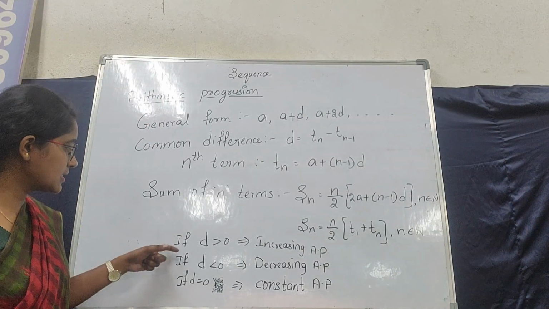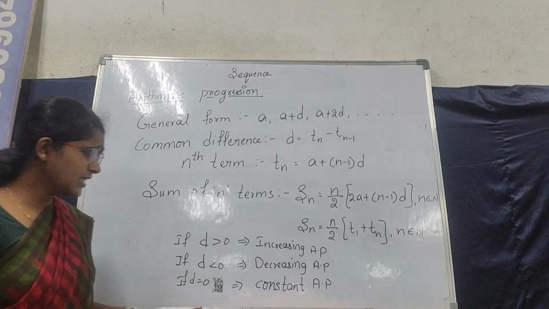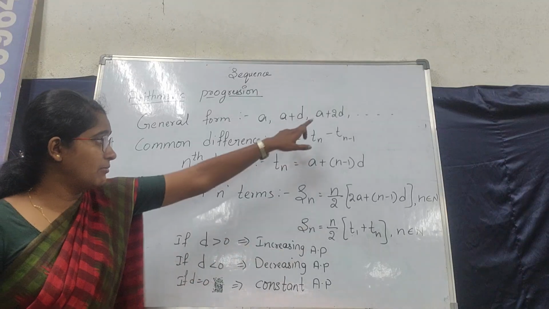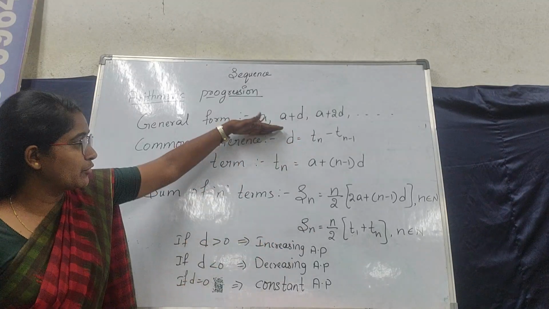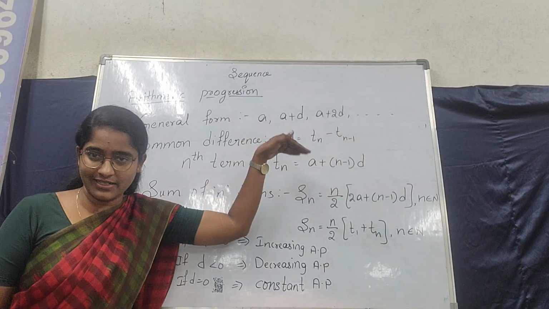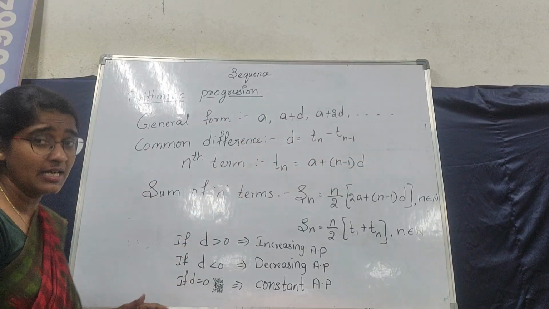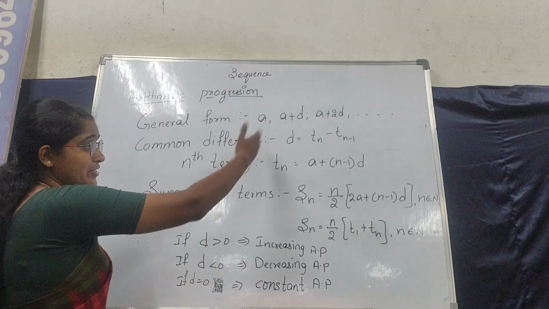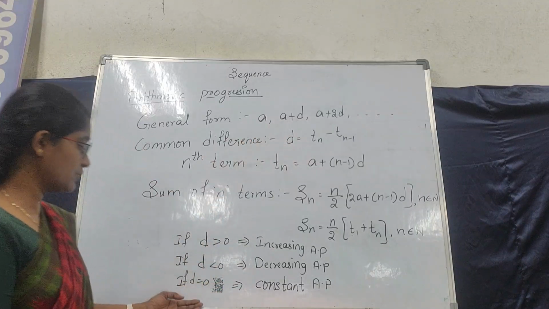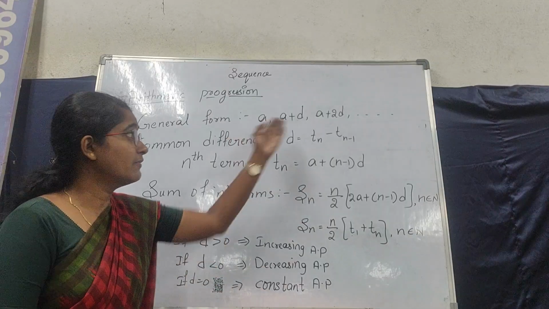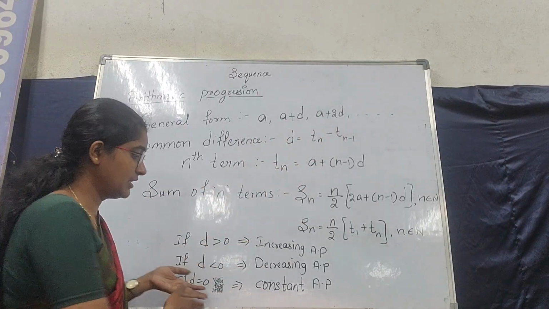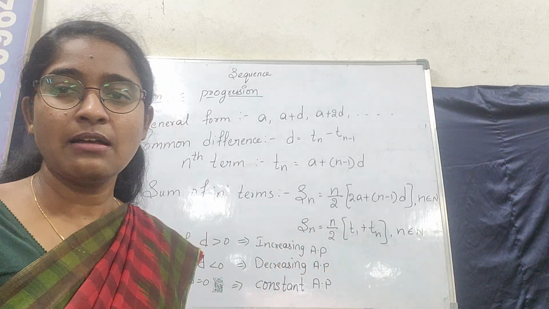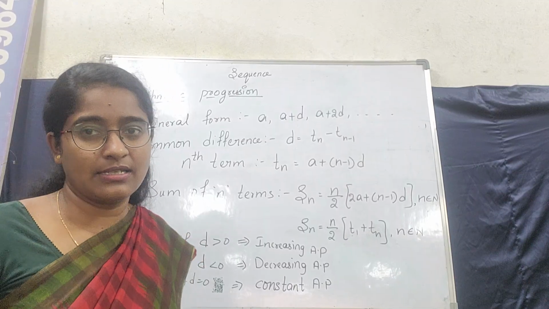Okay. Then the next is the difference d. Suppose d is greater than 0, a positive number. Then the common difference of the AP is positive, so the arithmetic progression will be increasing, not decreasing, because the common difference is positive. Then if the common difference is negative, your series will obviously be decreasing. And if the common difference is 0, then you will get the same constant number. I hope you are very clear with these basic things in arithmetic progression.